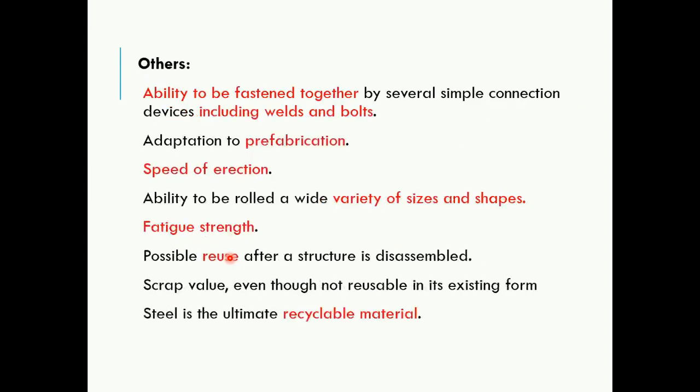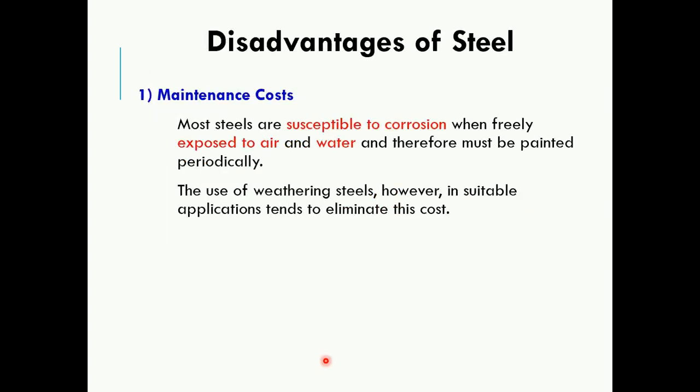as construction material. So other advantages of steel is the ability to be fastened together for simple connection, and it can be prefabricated, speed of erection, it can be a wide variety of size and shape, it has fatigue strength, and also possibility to be reused as recycled material. These are the advantages of steel.